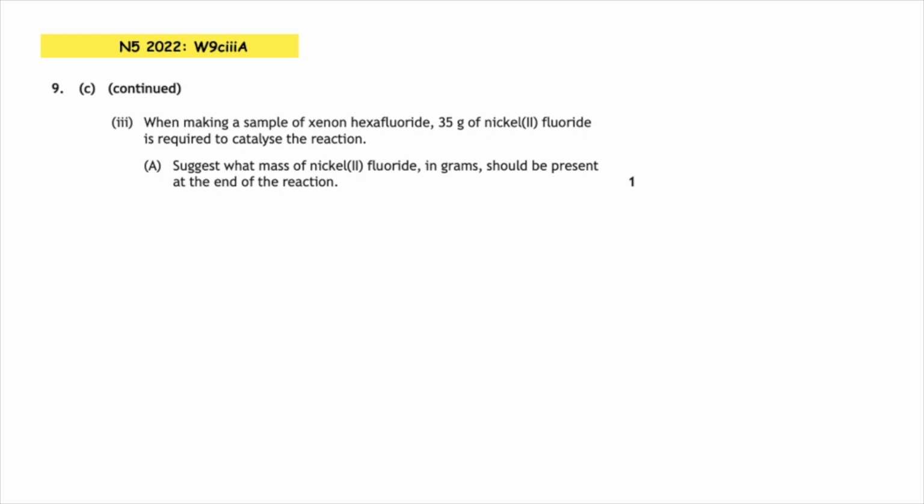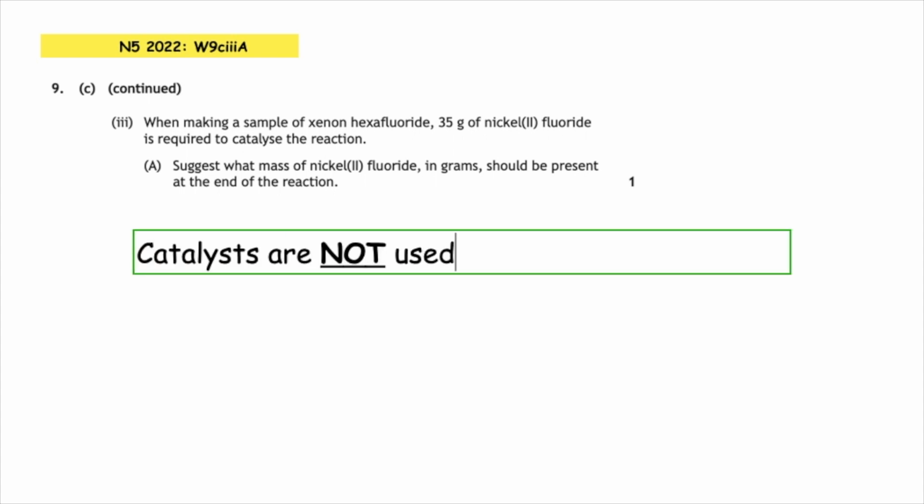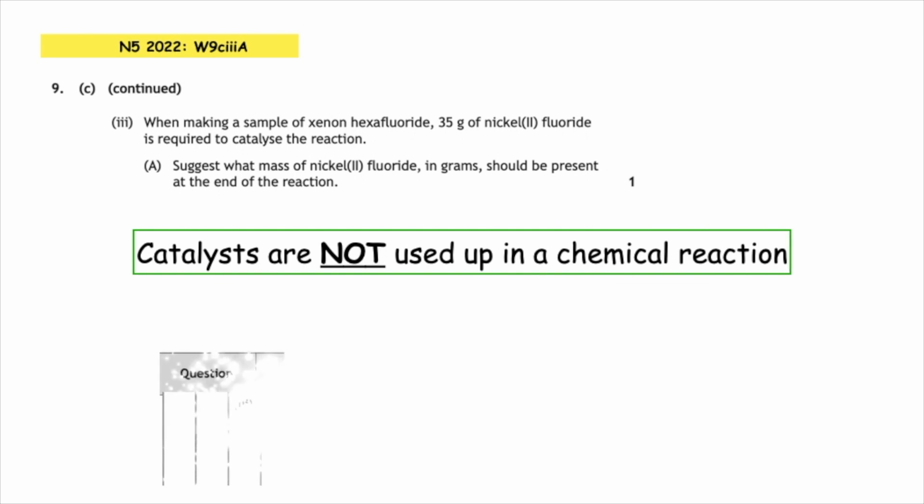When making a sample of xenon hexafluoride, 35 grams of nickel(II) fluoride is required to catalyse the reaction. Suggest what mass of nickel(II) fluoride in grams should be present at the end of the reaction. Because the nickel(II) fluoride is the catalyst, catalysts are not used up, so we should have 35 grams at the end.